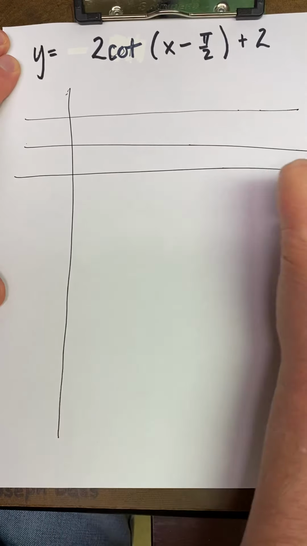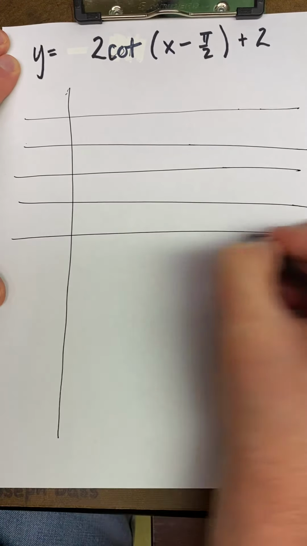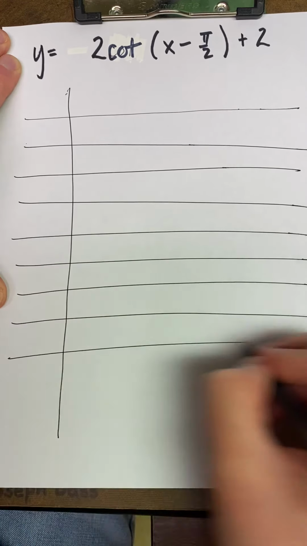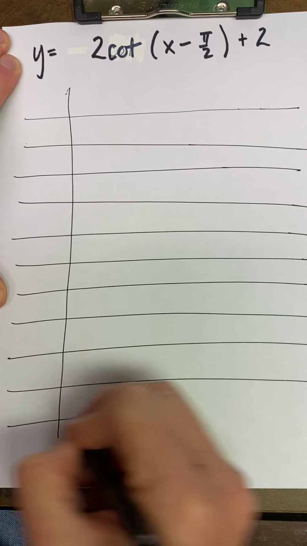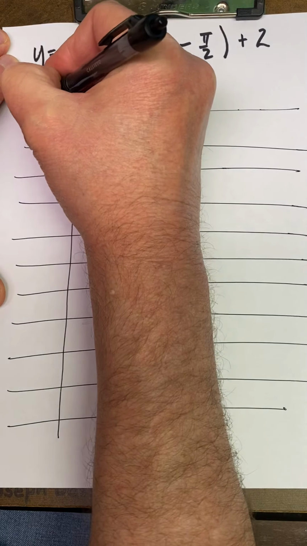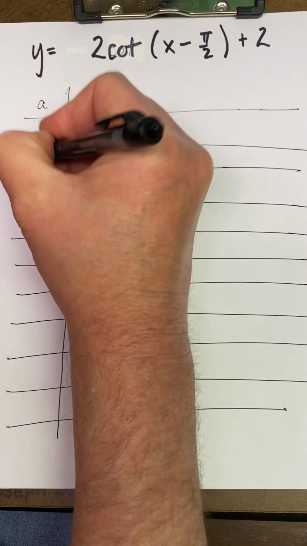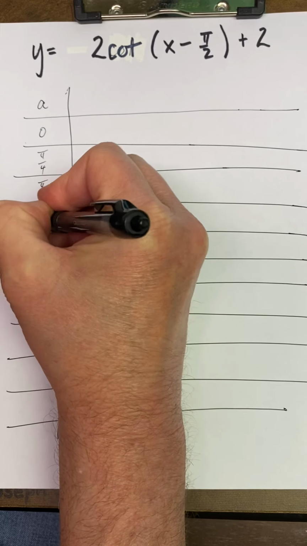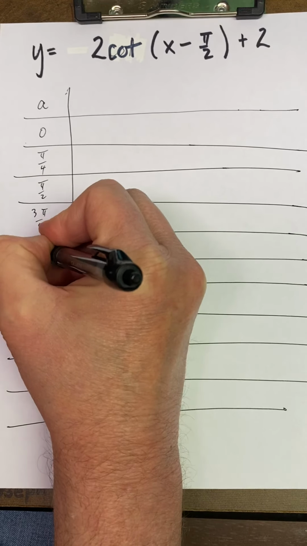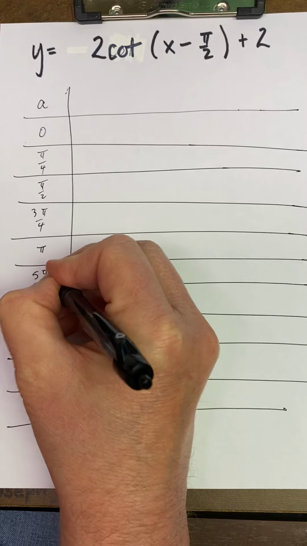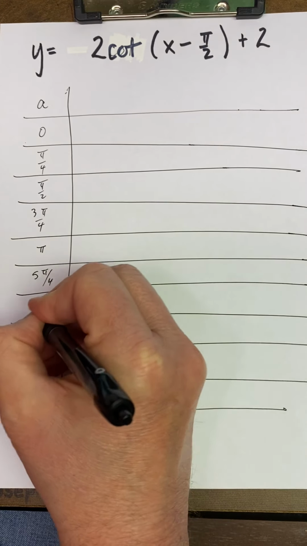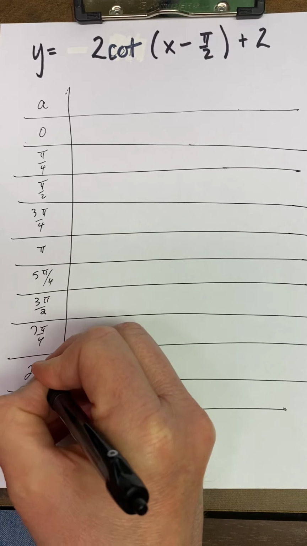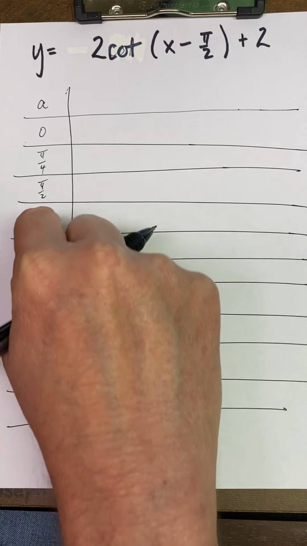I want to graph the same 5 points I always graph, the points on the axes. And I want to throw in the pi over 4 points for my argument. So my arguments are 0, pi over 4, pi over 2, 3 pi over 4, pi, 5 pi over 4, 3 pi over 2, 7 pi over 4, and 2 pi. Is that 9 of them? 1, 2, 3, 4, 5, 6, 7, 8, 9.